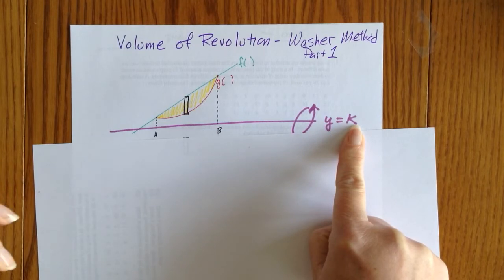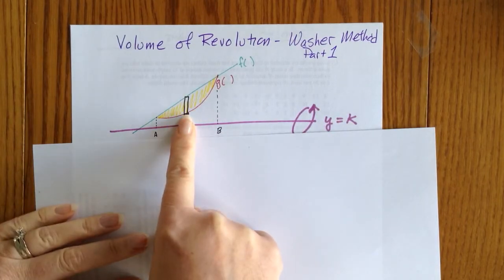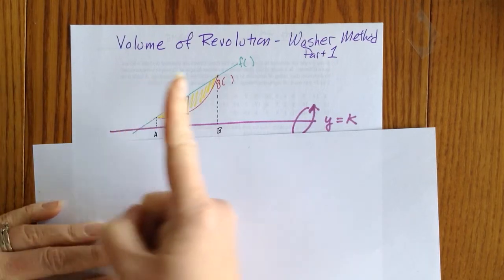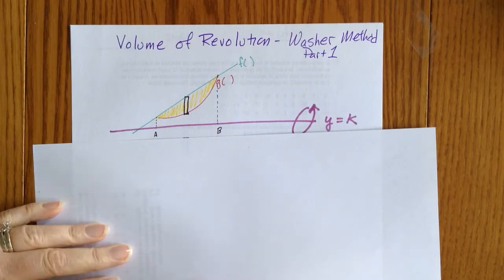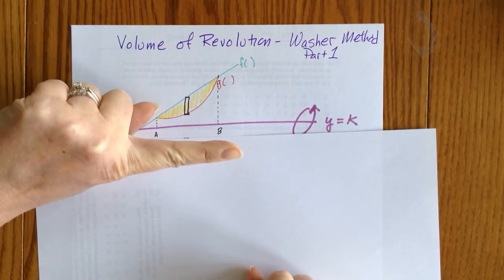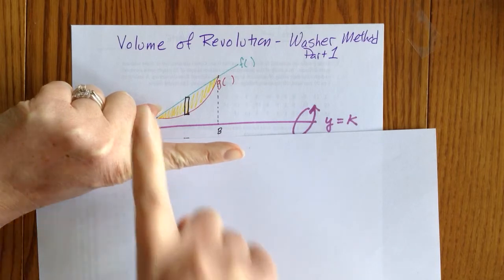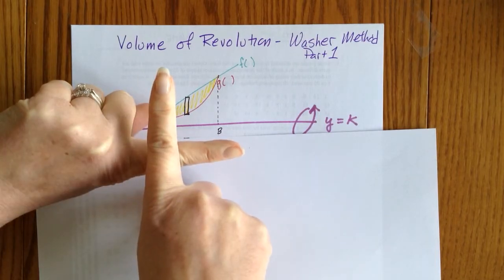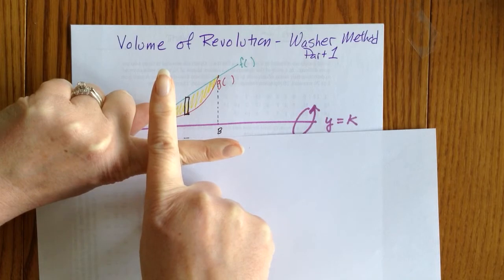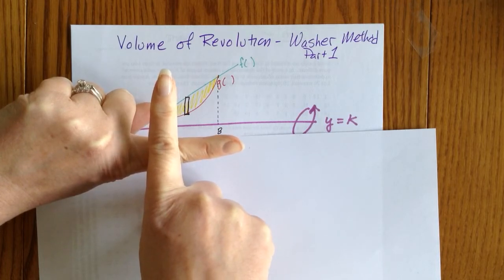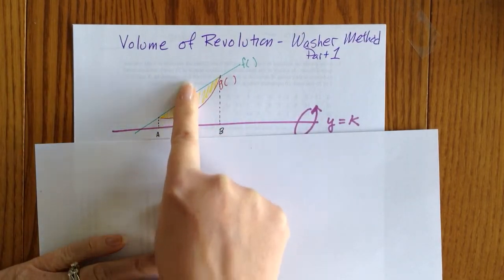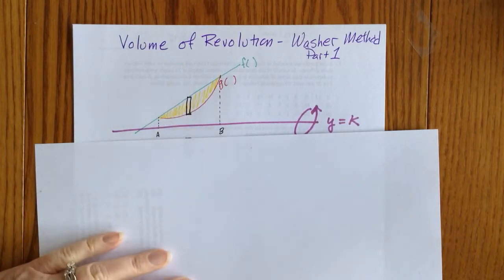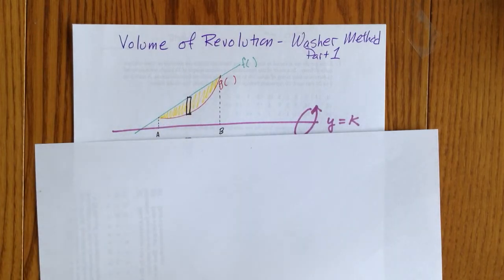We're just going to call it K. Now, first thing I want you to notice, I have drawn you a rectangle to represent the area based on Riemann sums. I have a representative rectangle. If the axis of revolution is horizontal, then your rectangle is vertical. They need to be perpendicular. They must be. For the washer method, you're drawing it perpendicular. So horizontal axis of revolution, perpendicular rectangle.